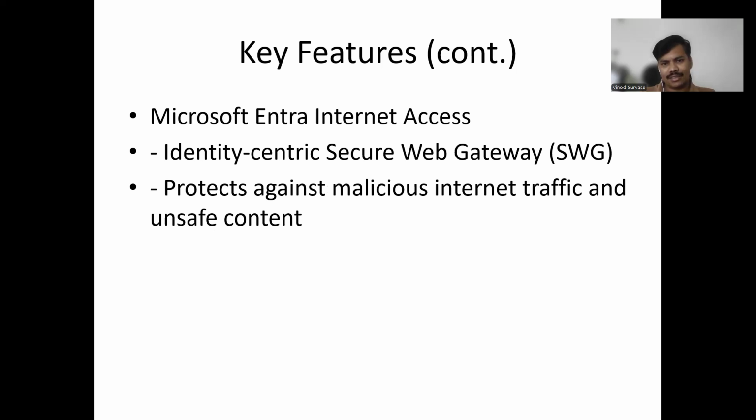Microsoft Entra Internet Access, right? This is the second capability, which is identity centric and helps with secure web gateways over the internet for the identities. It is going to protect against malicious internet traffic and unsafe content. This is also going through the Microsoft network across the globe. Basically, it is going to flow through the internet, but it is going to be more secure against unwanted or malicious internet traffic flowing across the internet, right?